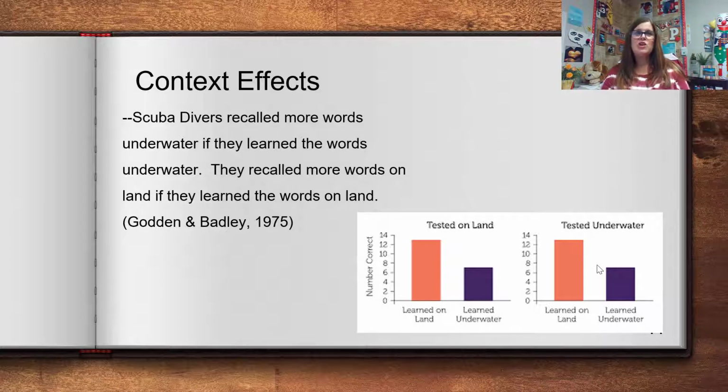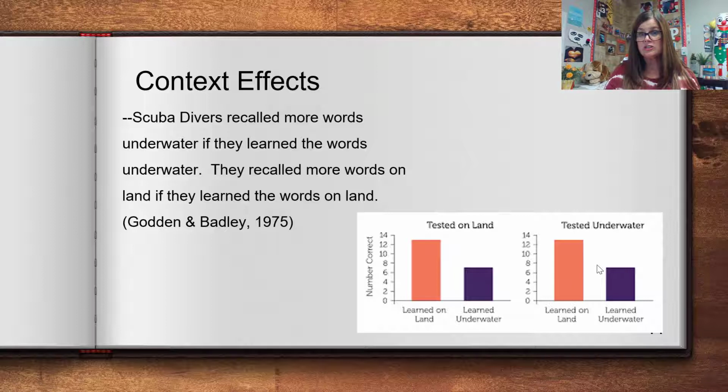So let's talk about something called context effects. Did you know that scuba divers actually recalled more words underwater if they learned the words underwater? And that is a context effect. They recalled more words on land if they learned the words on land. What is the context that you learned something in? So think about your own study habits. Where did you do your studying?